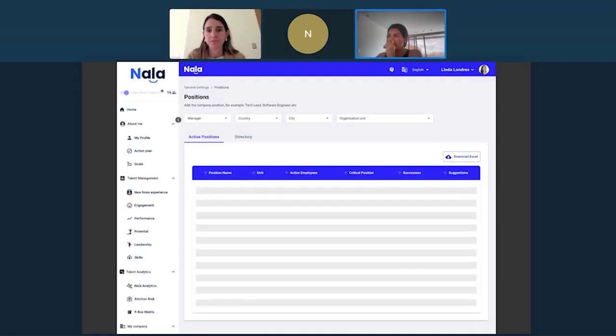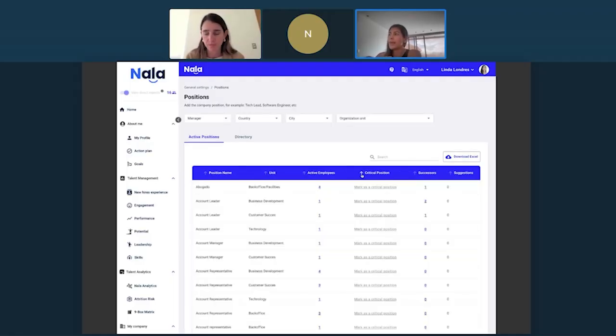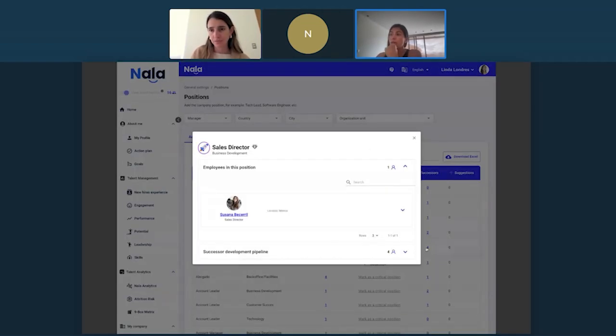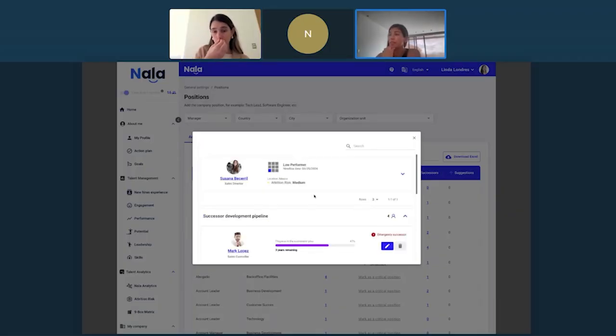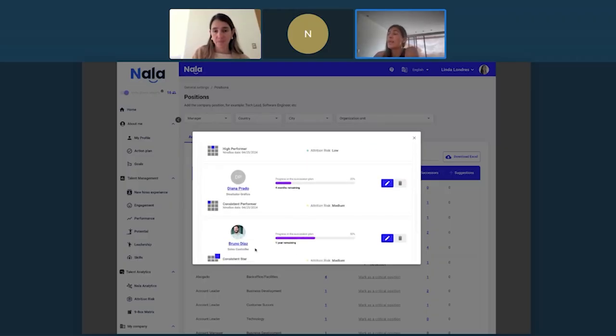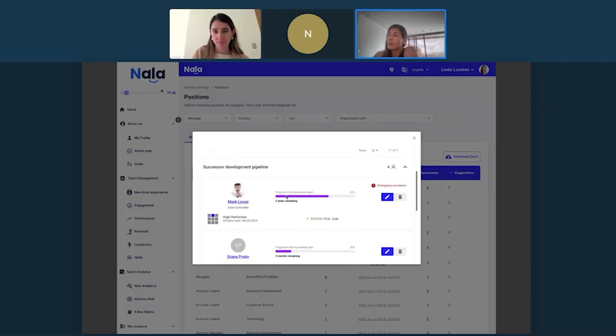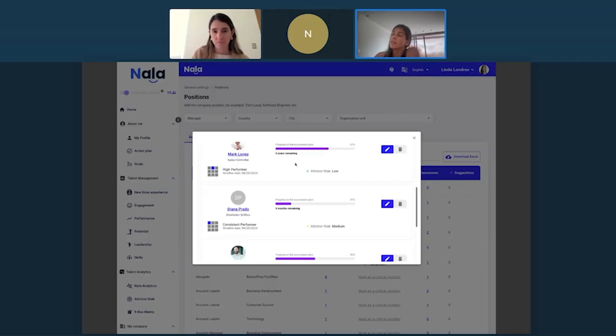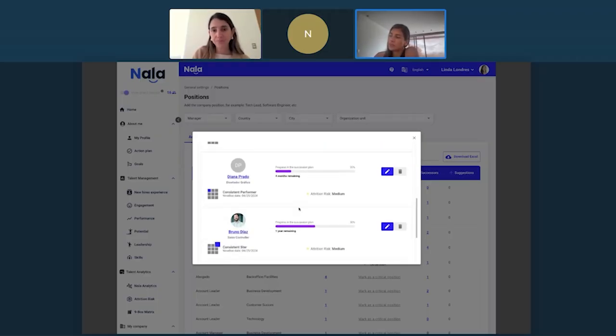So I have all the positions of my company here, and I can filter by the most critical ones. In my critical positions, I can see whether I have successors assigned or not. If I have a successor in a position, I can see how the pipeline looks. Right now, the sales director is Susana, and the successors pipeline is Mark, who is preparing for that, and Diana, Bruno, and each one of them has how they are reducing the gap to be ready for that position, and how long we expect them to be ready for that position.